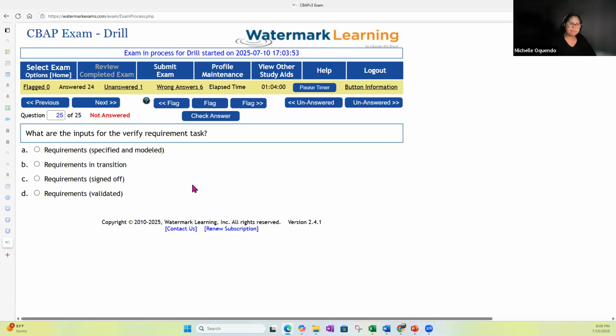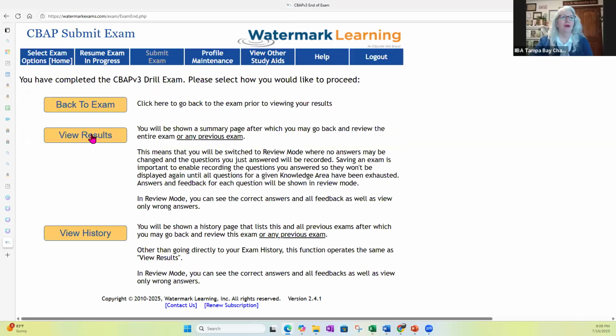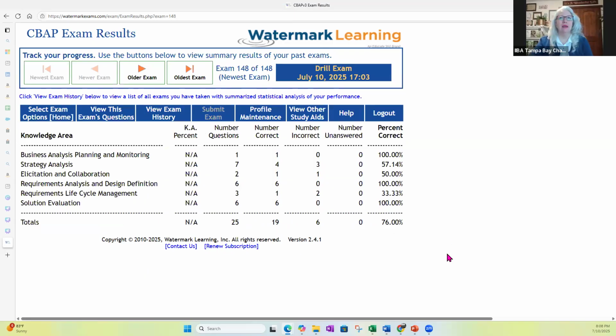That's true. Yep. What are the inputs to the verify requirements task? So the verify requirements task inputs: is it requirements specified and modeled, requirements in transition, requirements signed off, or requirements validated? A, A, A, A. There you go. Because the other three don't. That's so funny. Right. Okay, let's view the results.